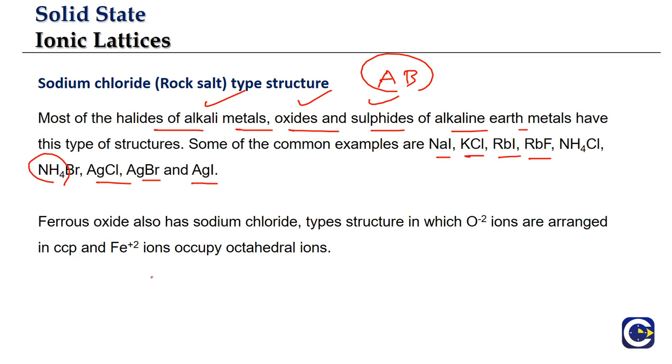And even the ferrous oxide, which is FeO. So we'll have two oxides of iron. One is the ferrous oxide FeO, the other is the ferric oxide Fe2O3. Ferrous oxide also will have the rock salt type of structure, where the oxide ions will be forming the CCP, and Fe2+ ions will be occupying the octahedral void. So these are the examples of the rock salt type of structure.